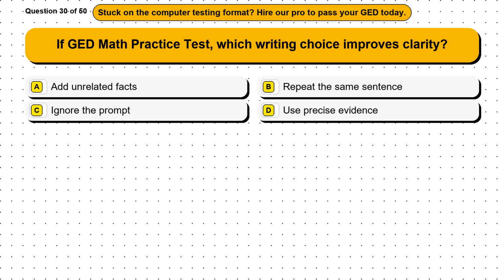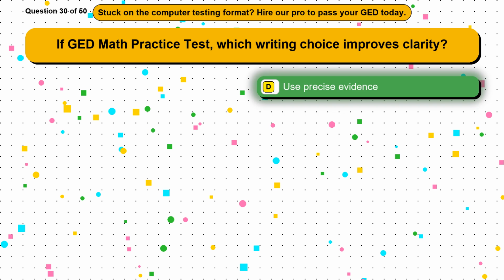Question 30. If GED Math Practice Test, which writing choice improves clarity? Option A, add unrelated facts. Option B, repeat the same sentence. Option C, ignore the prompt. Option D, use precise evidence. The correct answer is option D, use precise evidence.